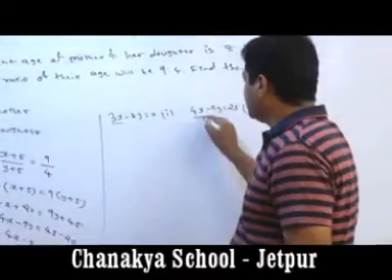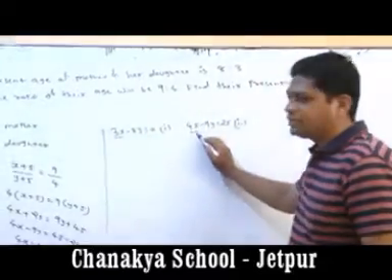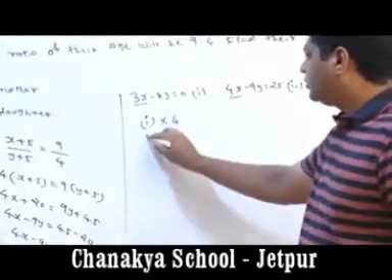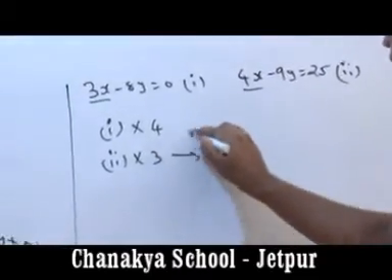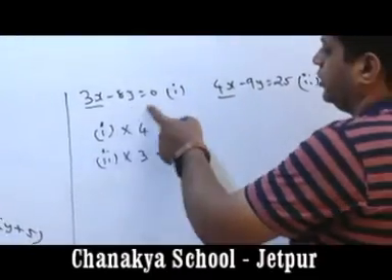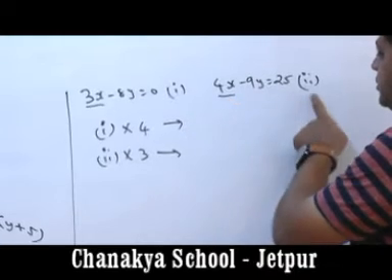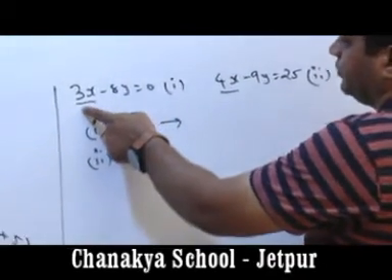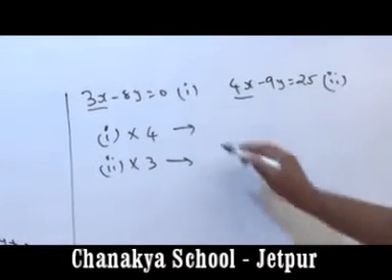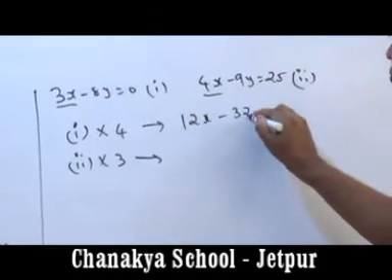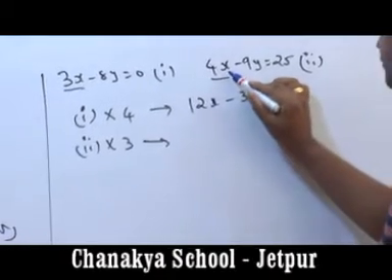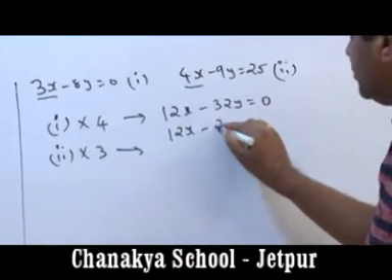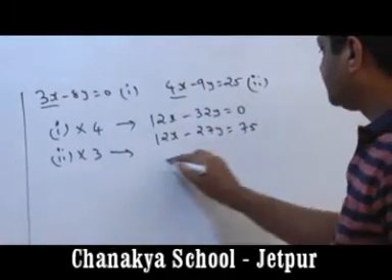Underlining the terms containing x, that is 3x and 4x. Okay, now multiplying equation 1 with 4 and equation 2 with 3. Okay students, we are multiplying equation number 1 with 4, which is the coefficient of x in equation number 2. Multiplying equation number 2 with 3, which is coefficient of x in equation number 1. Okay, 12x minus 32y equal to 0. Multiplying 4x minus 9y equal to 25 with 3, 12x minus 27y equal to 75.